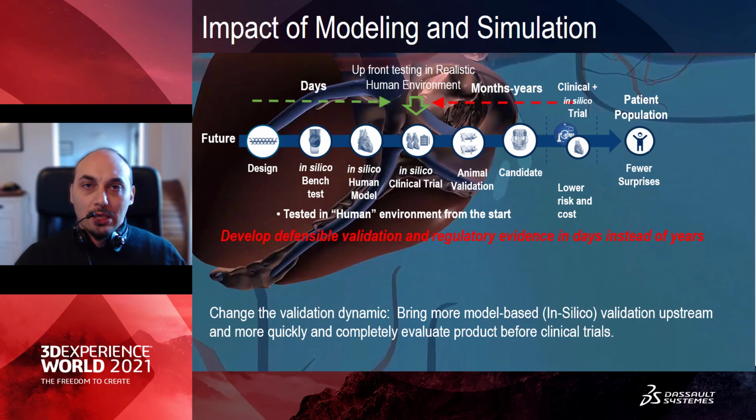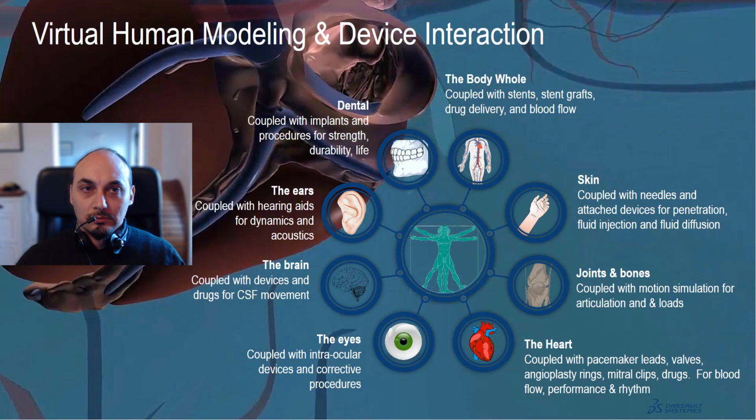So in this case, from the design to in silico bench test to human modeling and clinical trial, we can develop defensible validation or regulatory evidence in days instead of years. So this is a major change of the validation dynamic. More model-based in silico validation upstream and more quickly, so completely evaluating the product before the clinical trials.